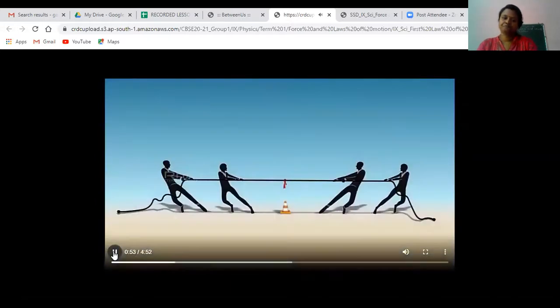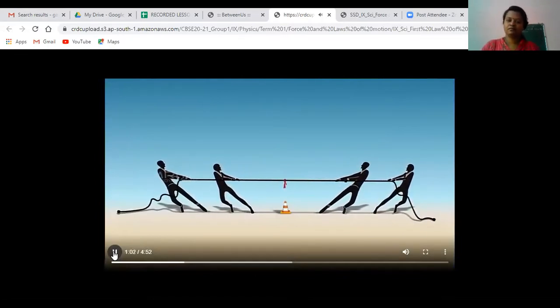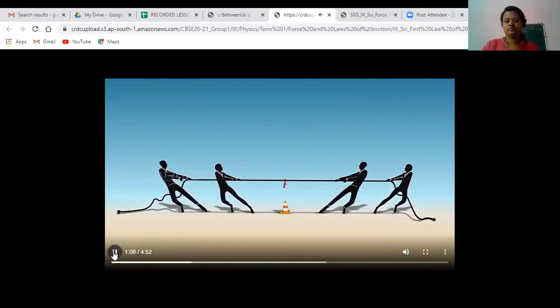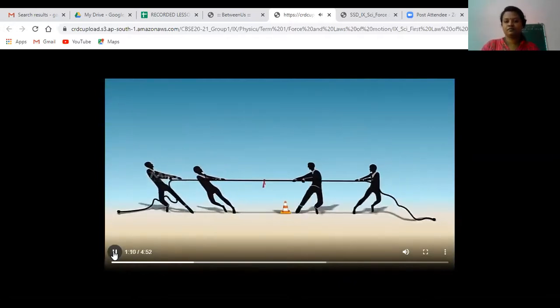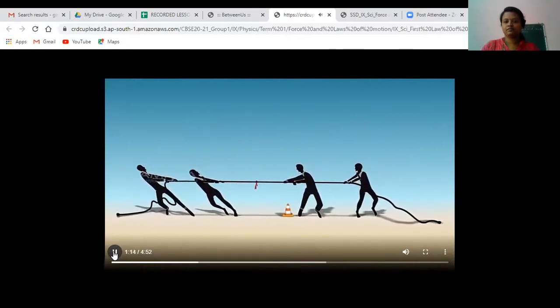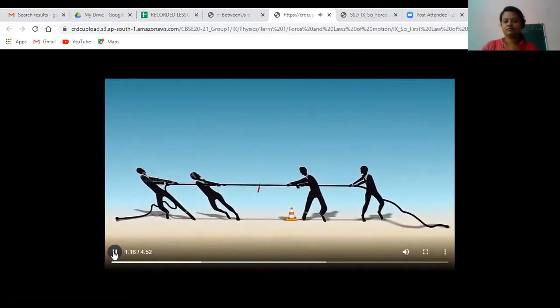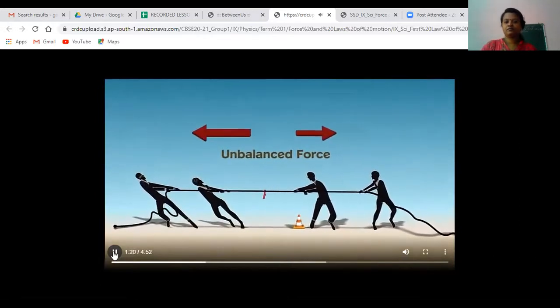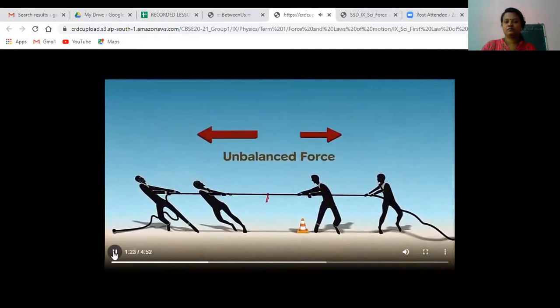If you have seen a game of tug of war, you would have seen two teams pulling a rope in opposite directions. If the rope doesn't move, the forces applied by the teams are balanced forces, as they are of equal magnitude in opposite direction. If one of the teams applies greater force, it pulls the other team and the rope towards their side. In this case, the forces are unbalanced, as the two forces are of unequal magnitudes in the opposite directions.